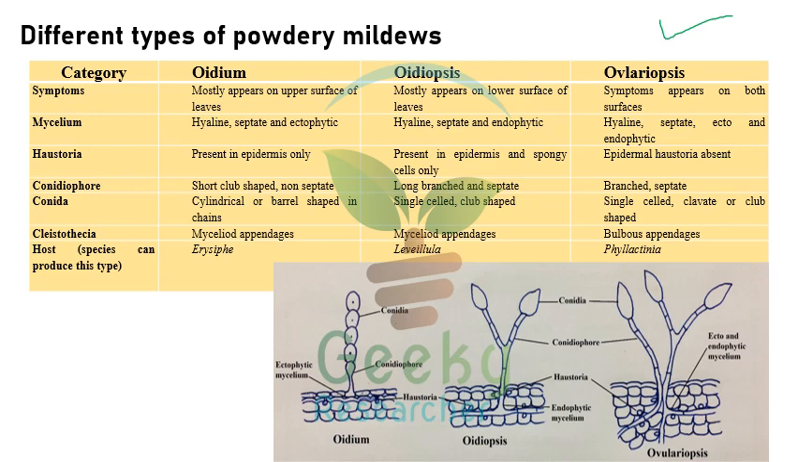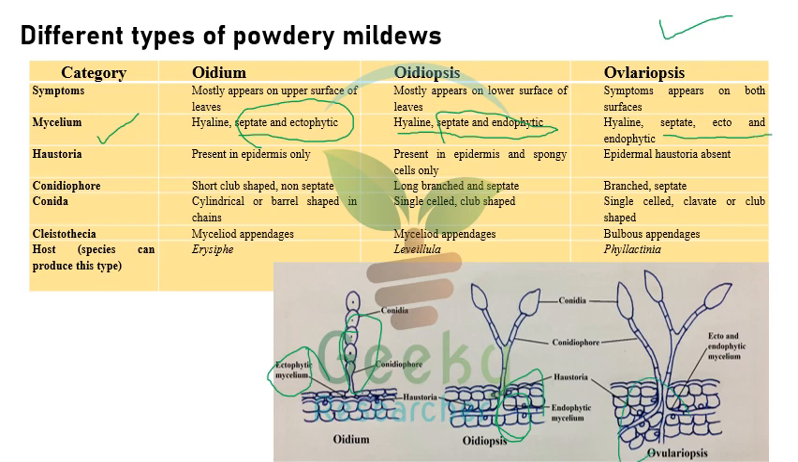Let me tell you here, in the Oidium type, mycelium is septate and ectophytic. We can see here the mycelium is septate and ectophytic. When it comes to the Oidiopsis type, mycelium is septate and endophytic. We can see here the mycelium is endophytic. When it comes to the Ovulariopsis type, it is both ecto and endophytic.